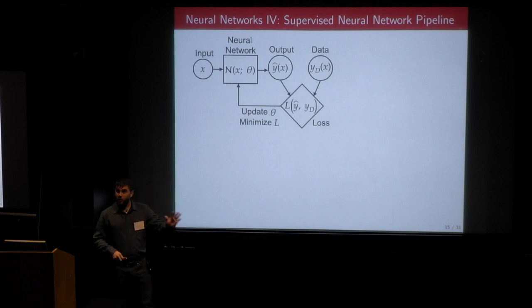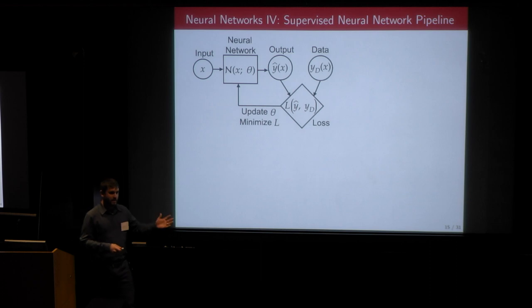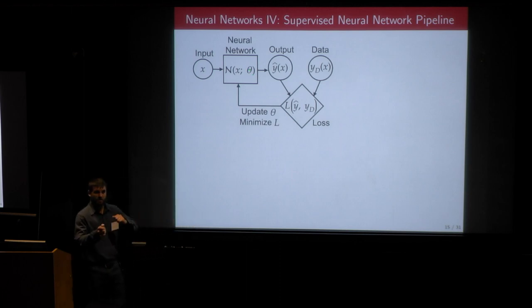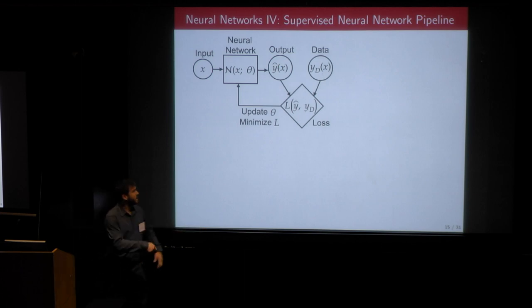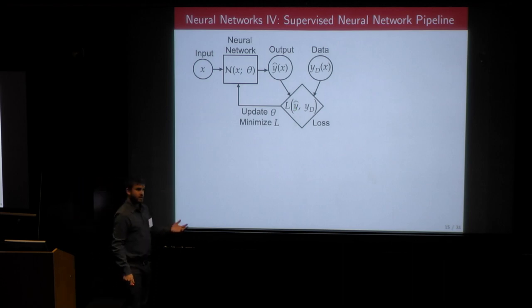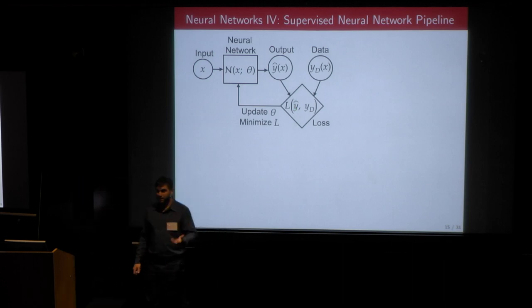Okay, so let's put it all together. Neural network pipeline. How are these things going to work? So you've got your input, x, and it goes into the neural network, which you just saw. It's this big black box of complicated connections. And it has a whole bunch of parameters, theta. And then you're going to get a prediction, y hat, out. And then that prediction, you're going to compare it to data. That's where the whole data-driven business comes in. You have some data, and you're going to compare it in this loss function, or your objective function. And the goal is to minimize that objective function.